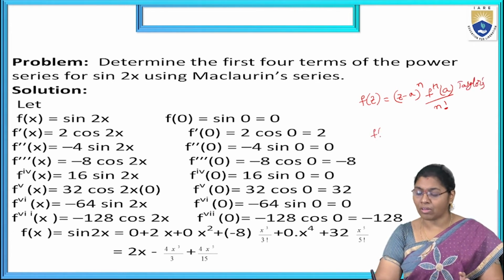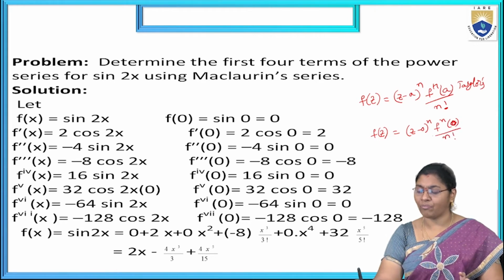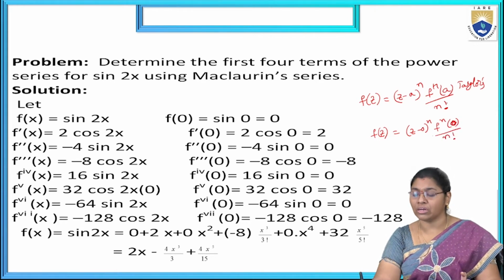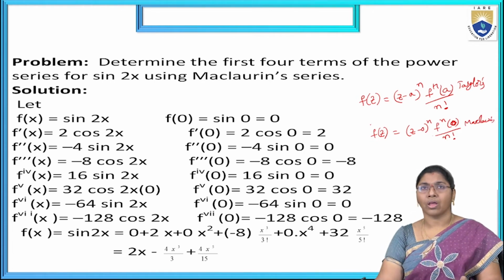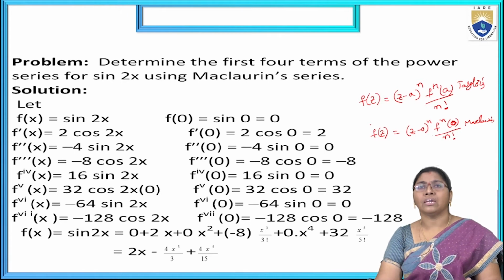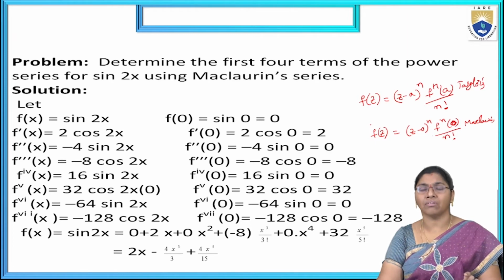Now Maclaurin series expansion is f of z equal to summation of (z minus 0) power n, f power n of 0, by n factorial. Here we have f dash of a, f double dash of a, f triple dash of a, like that. This is the Maclaurin series expansion. Now the first problem is: determine the first 4 terms of the power series for sin 2x using Maclaurin series.